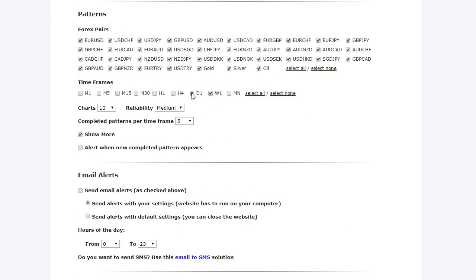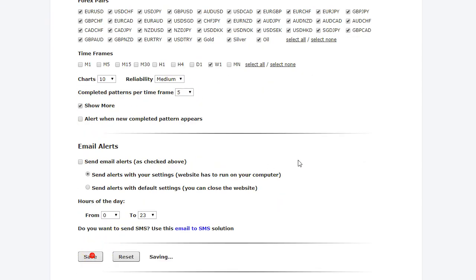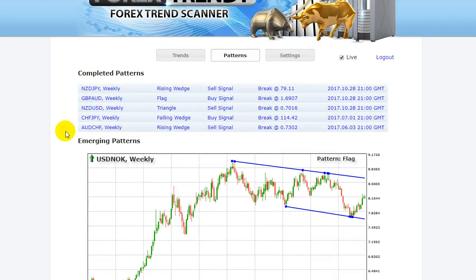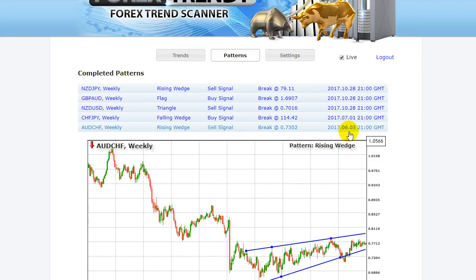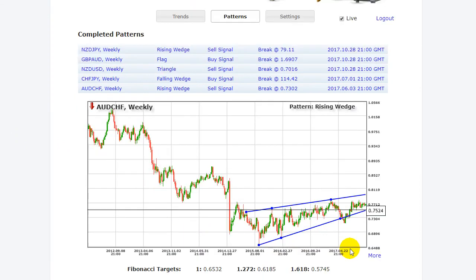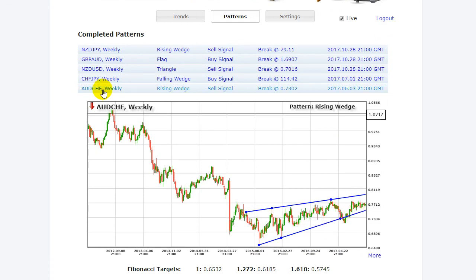Actually, let me get rid of the daily because we've already covered those. Let's see if we get anything. Oh, we have some weeklies. Let's take a look at them. These are emerging patterns that are just happening now. So let's take a look at what we got. This one happened back in June, and it was a sell signal that didn't do anything. So let's scratch that one.